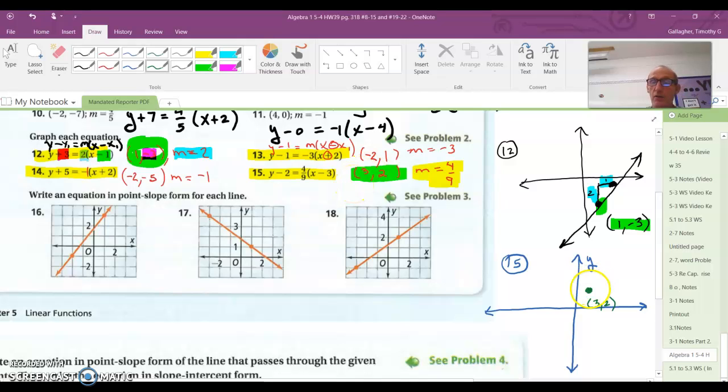Okay. Now for the slope, I'm going to go up 4 and I'm going to go over 9. So positive 4 over positive 9 is the slope. That's all I need for the 2 points.